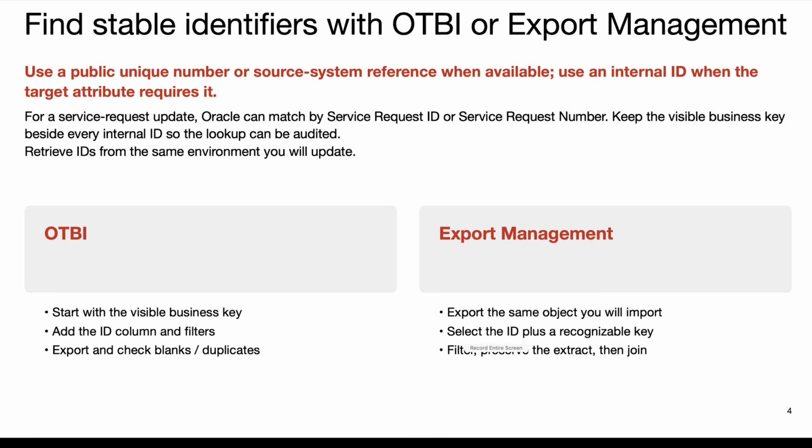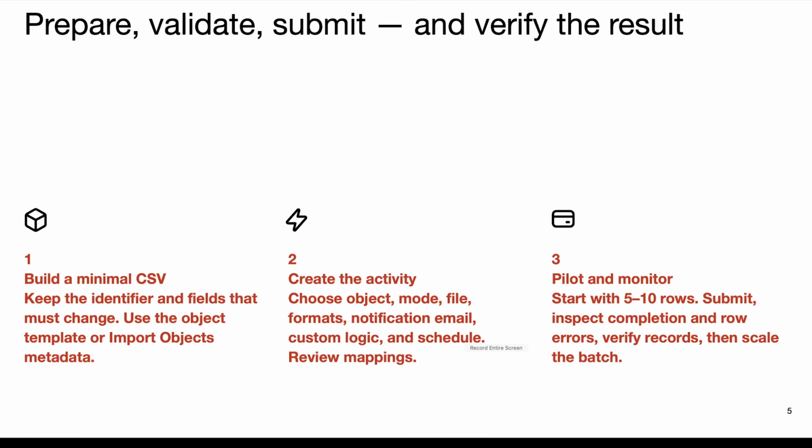Another thing we might need is to get importing templates. Sometimes you need to see what fields exist, and you're able to do that through import management. These are three things that at least I'll show you how to get the importing template, but I'll also go through a light version of how to import maybe one record. So next, let's talk about preparing and validating and submitting the import document.